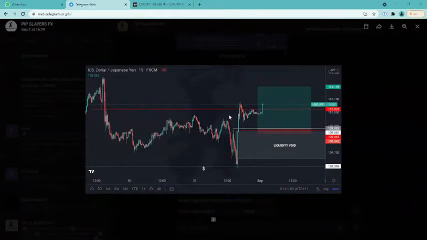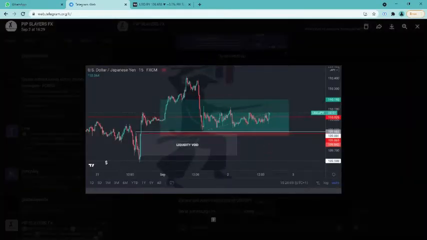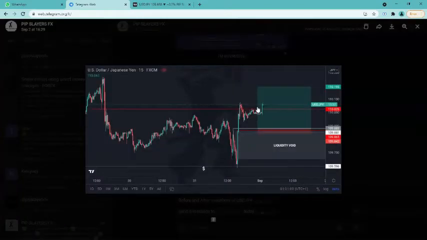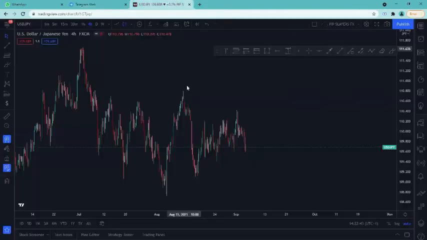As you can see on the screen, these are the snapshots we sent to the Telegram community before the reaction, and this is a snapshot after the reaction. Look at the result, look at the prices at the side. No manipulation, no editing, everything was done real and live. So let's move on to the chart to see how we did all this.